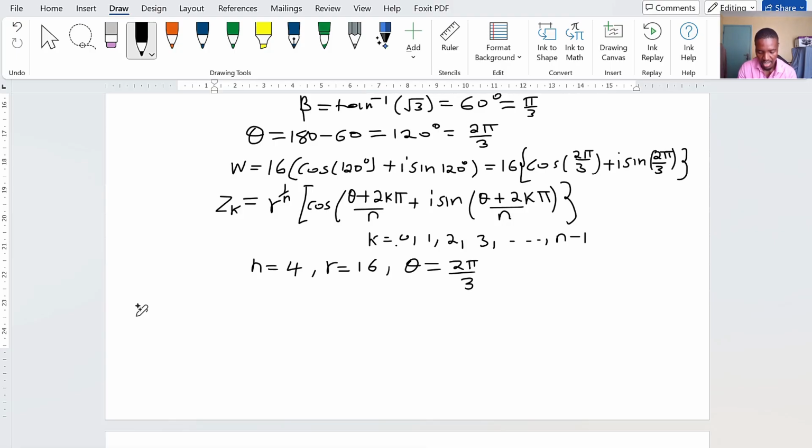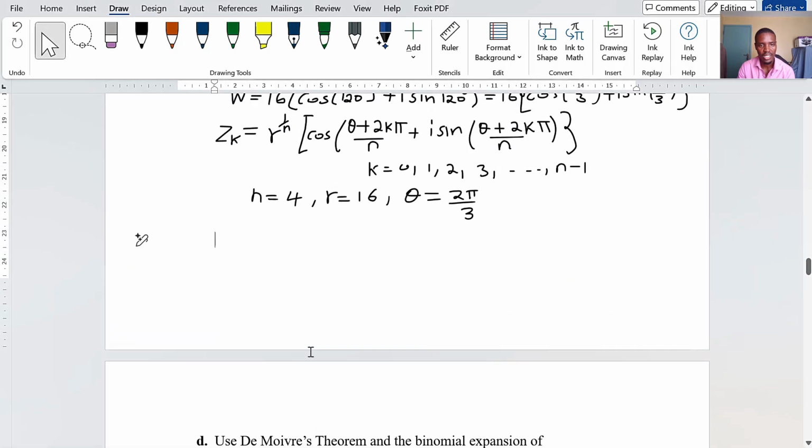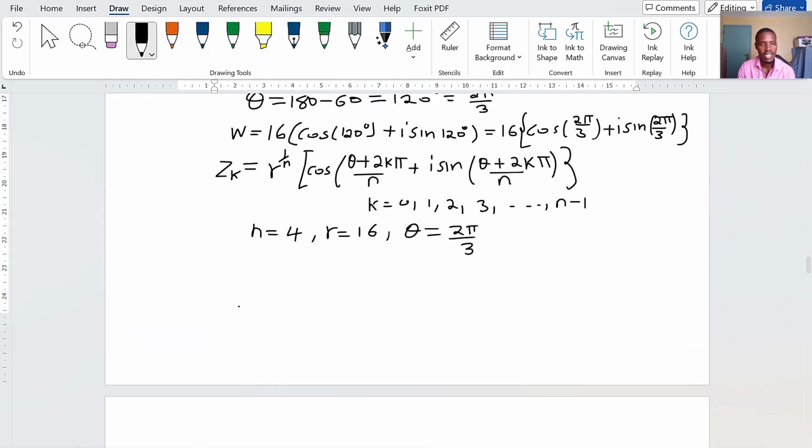Okay, so let me see if we can have enough space here. Let me talk about the complex roots on Z1 and we move with K. So let me just remove this one. K starts from 0. Our N is 4 and everything. So let us now get our complex roots. So Z0. Remember R is power 1 over N.